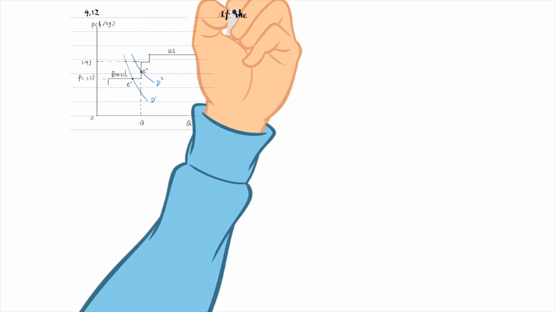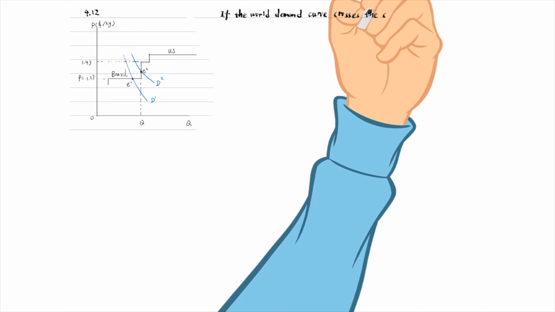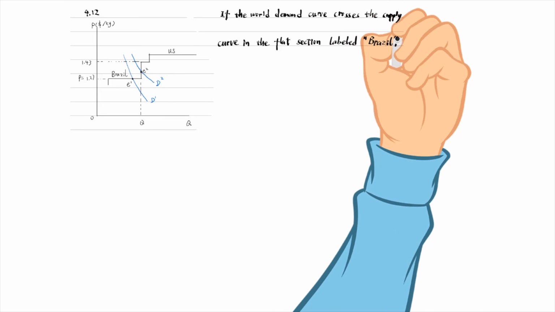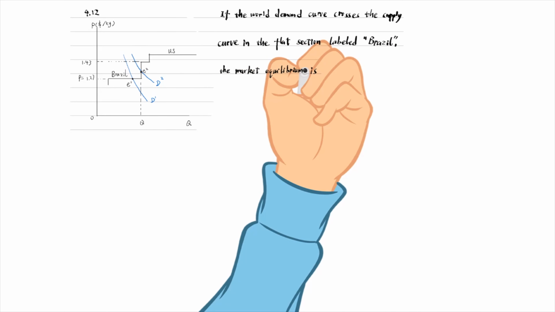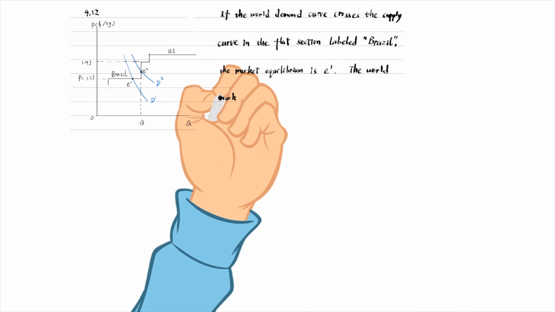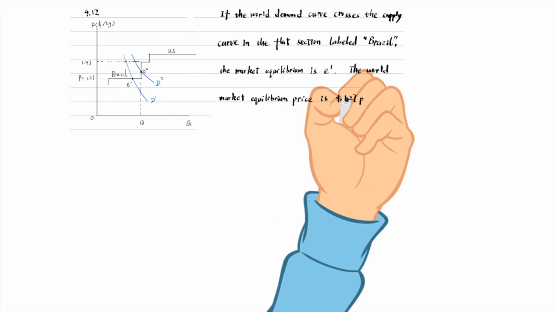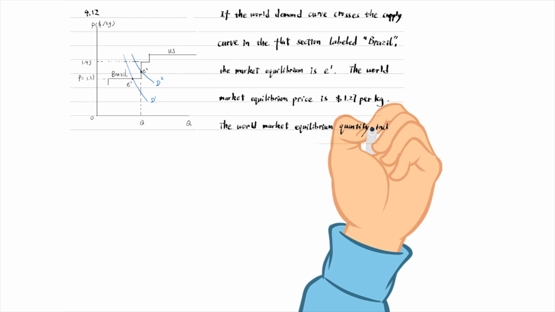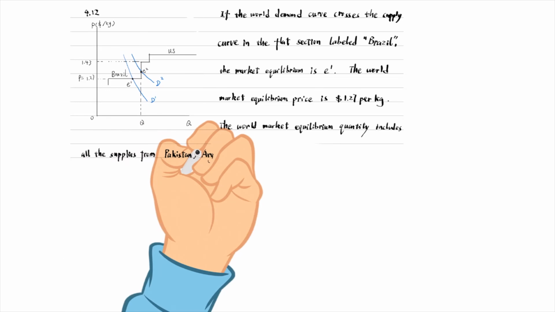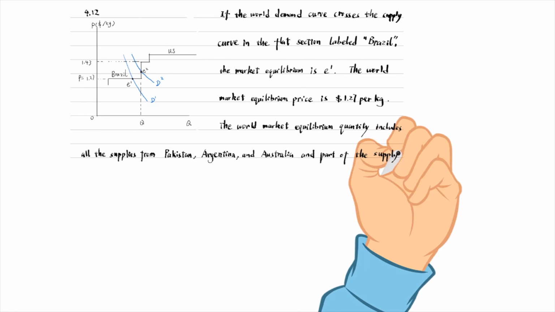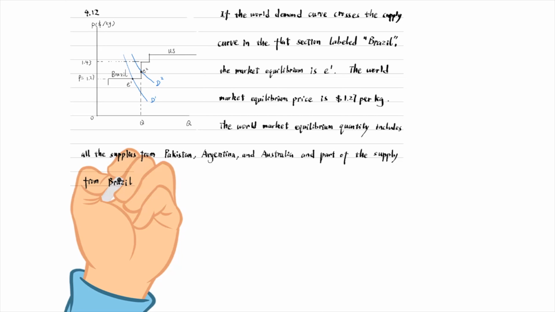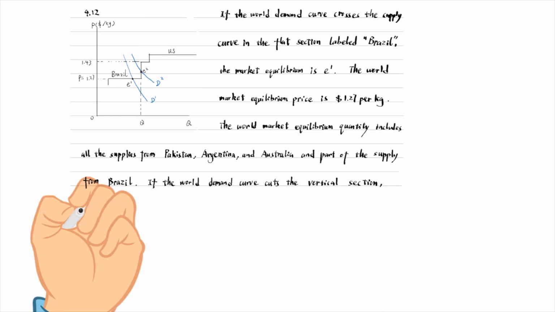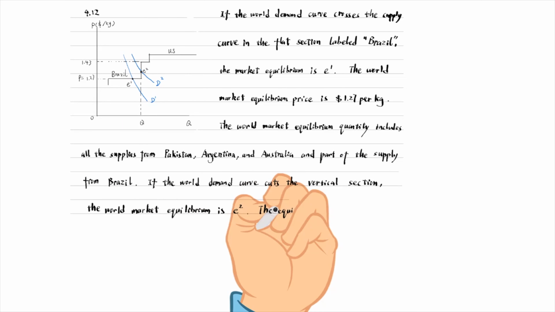If the world demand curve crosses the supply curve in the flat section labeled Brazil, the market equilibrium is E1. The world market equilibrium price is $1.27 per kilogram. The world market equilibrium quantity includes all the supplies from Pakistan, Argentina, and Australia, and part of the supply from Brazil. If the world demand curve cuts the vertical section, the world market equilibrium is E2.